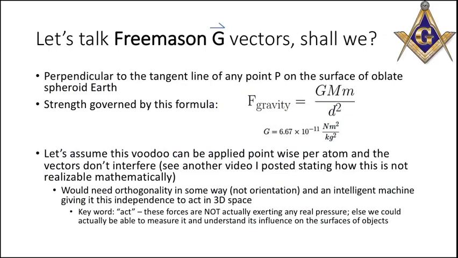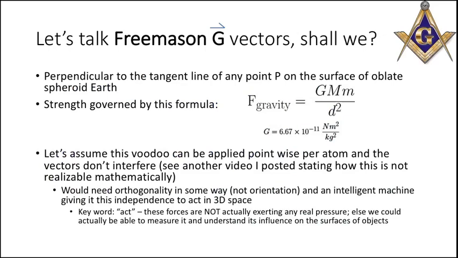And so the strength again is governed by this formula. Replace D with R in this case, but that's what governs the strength of these perpendicular lines that are tangent to any point P on the surface of this oblate spheroid. And so for now, let's assume that this voodoo can be applied point-wise per atom and the vectors don't interfere, which, if you know anything about my other videos, I obviously have issues with. This is not realizable mathematically.